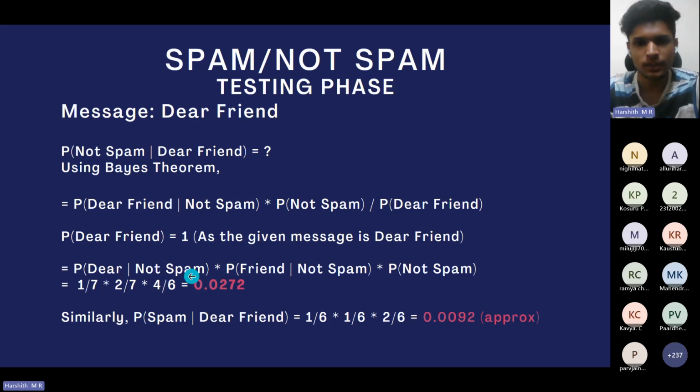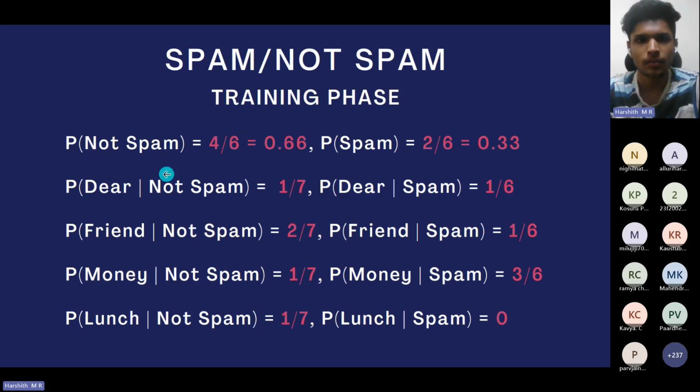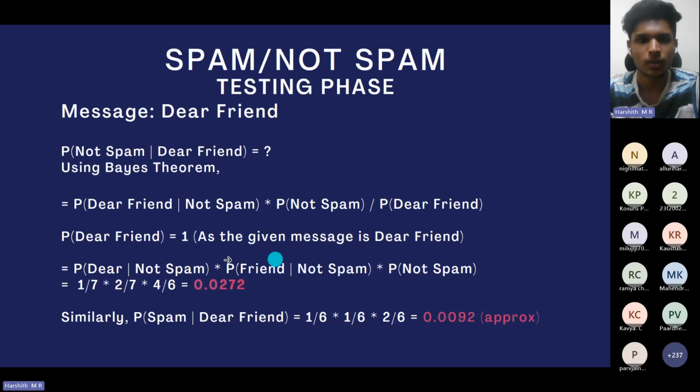So where do we get these 3 probabilities? We'll get them from the training probabilities. We have the probability of not spam over here, which is 4/6, and probability of "dear" such that it's present in not spam is 1/7, and probability of "friend" such that it's present in not spam is 2/7. We'll substitute those probabilities in this expression and calculate a final value. So this is how you calculate the probability of a message such that it's in not spam. So we'll get a probability value for the not spam case.